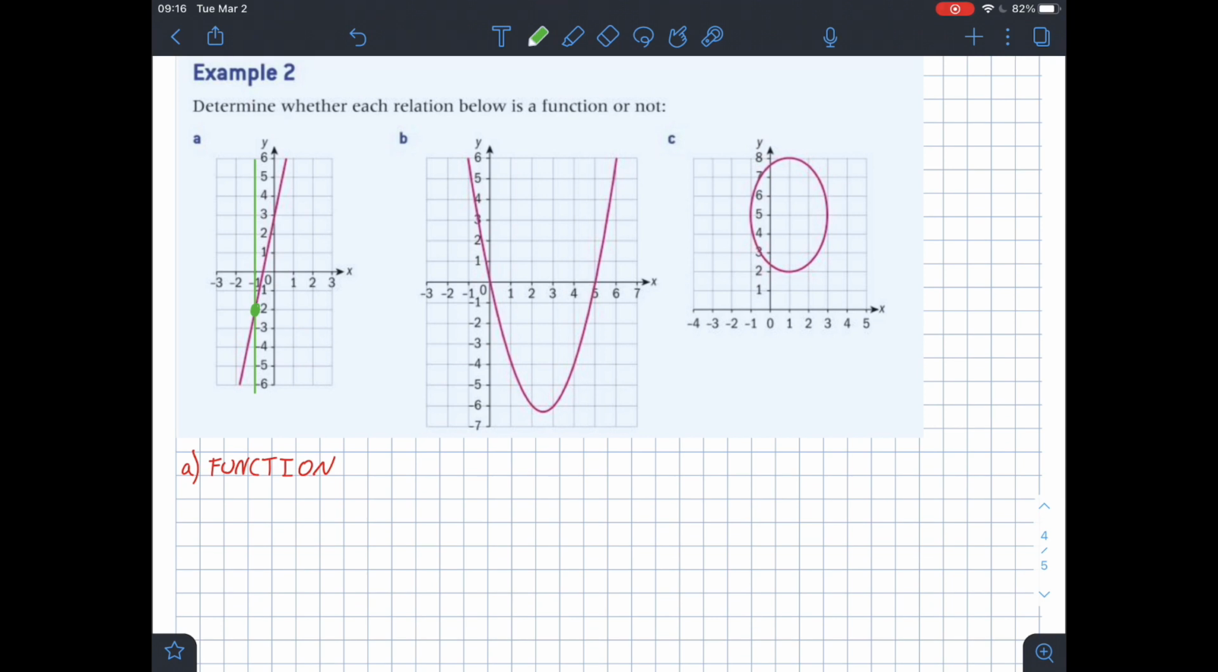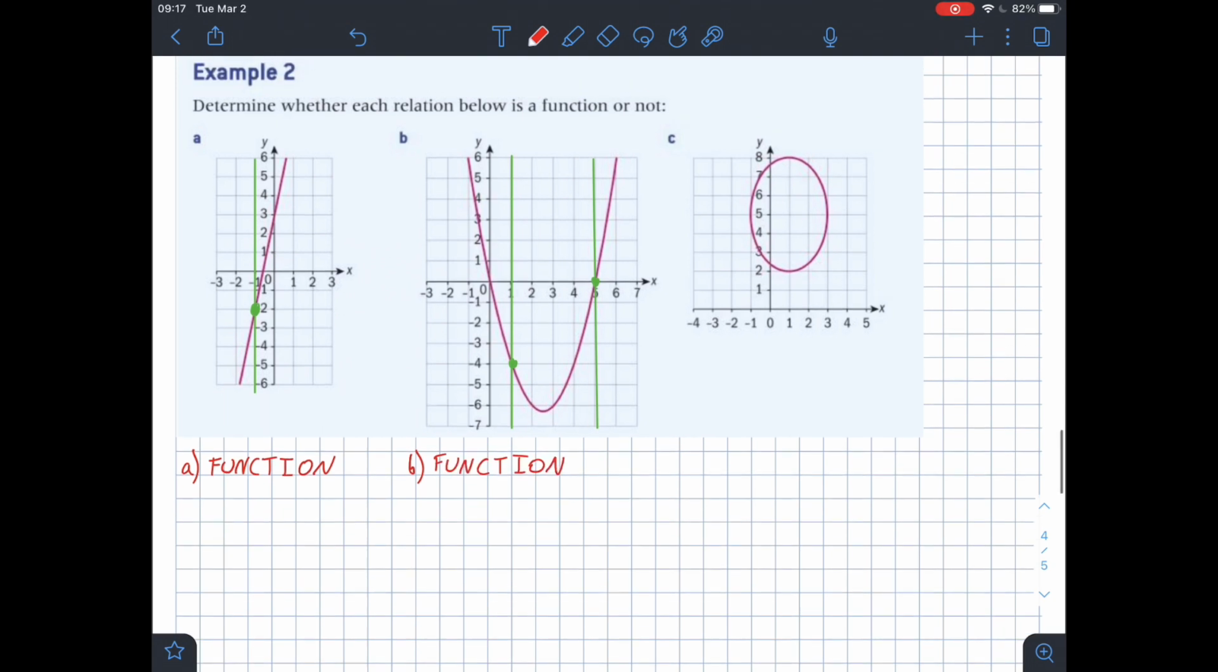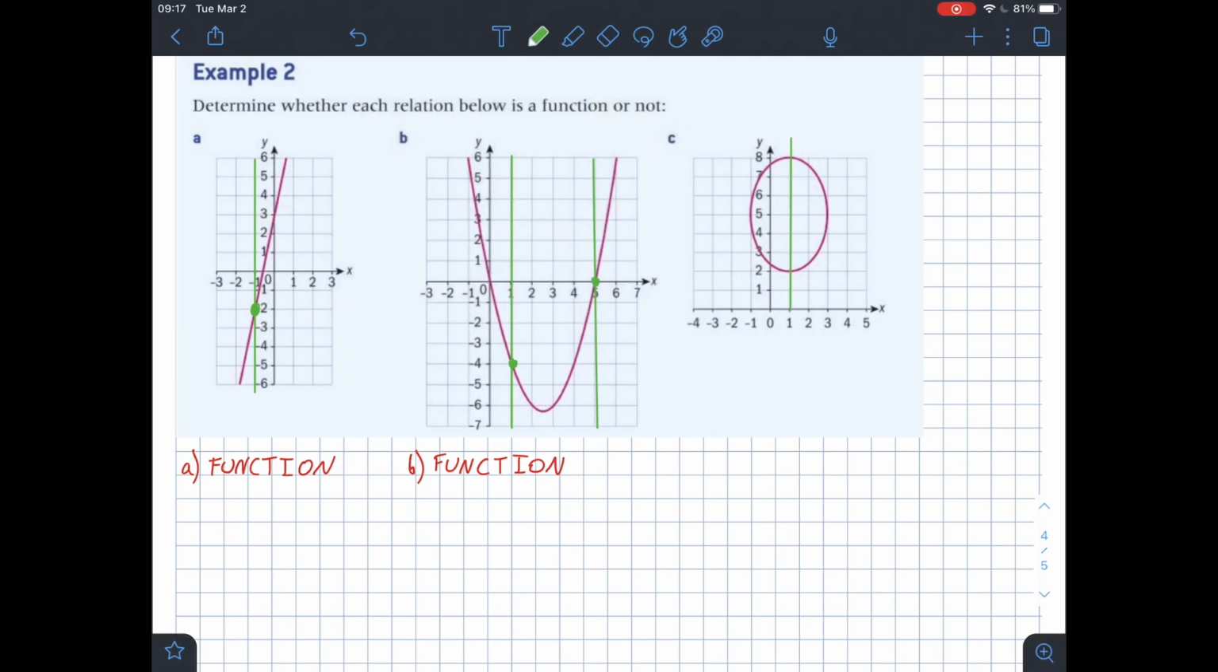Then for part B, what do you think? If we trace any vertical line, we see that we're only cutting the graph at one point. So again, this is definitely a function, right? So part B, we say that this is a function as well.